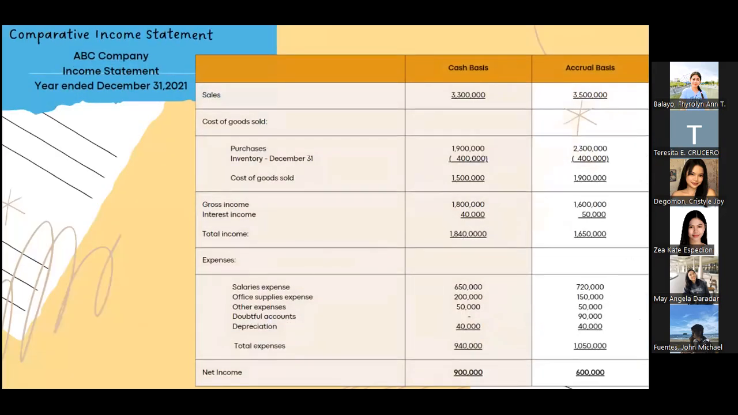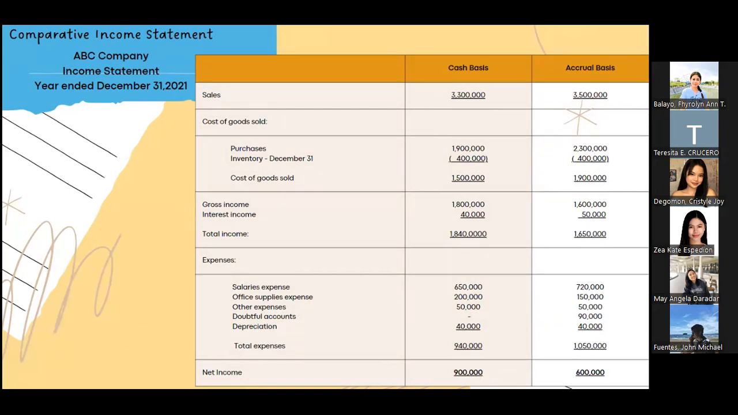For other expenses, 50,000 for both cash basis and accrual basis. Then doubtful accounts. Under cash basis, we do not recognize trade receivables, therefore, we do not record doubtful accounts. Under accrual basis, we have here 90,000 on December 31 given in the problem.